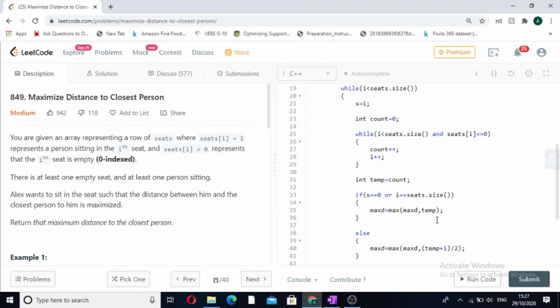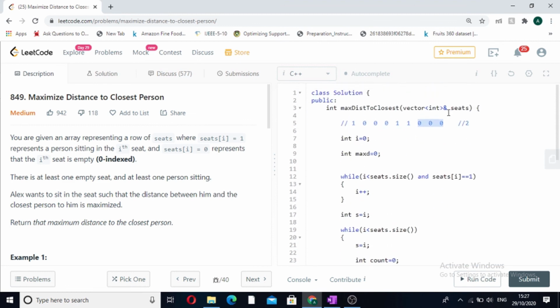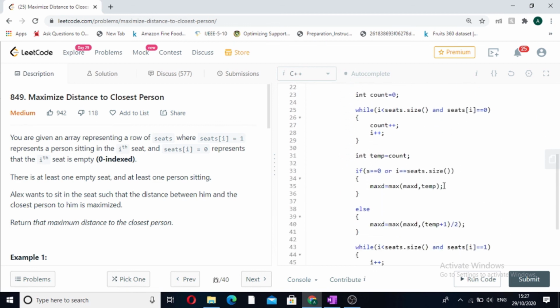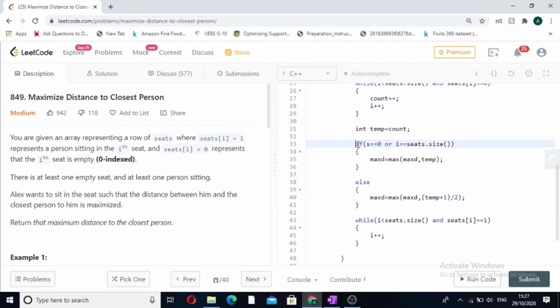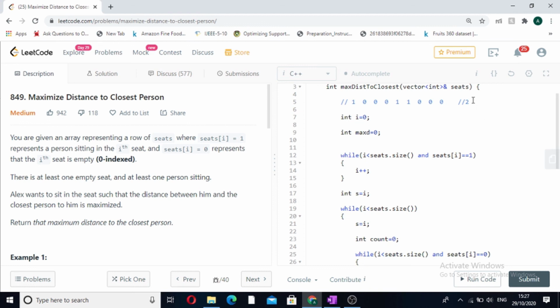So after this while loop ends, our i will be pointing at the end of the array, that is, it will be equal to seeds.size. So this if condition will run, and we found out that these zeros are present at the end of the array only. So in this case we will do maxD is equal to max of previous max and temp. So previous max was 2 and now the count is 3. So max of 2 and 3 is 3.